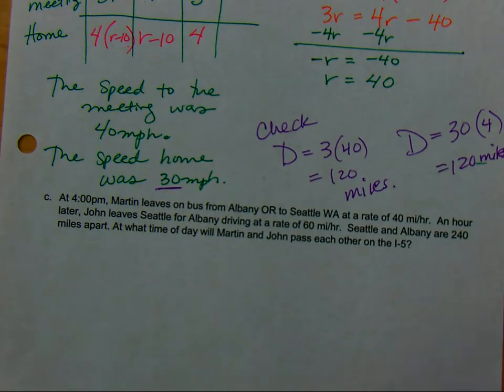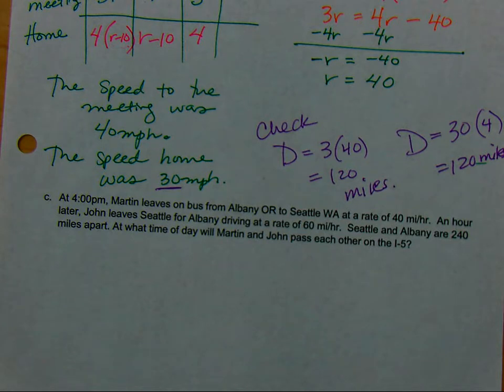So, at 4 p.m., Martin leaves on a bus from Albany, Oregon to Seattle, Washington at a rate of 40 miles per hour. This time I have the rate. An hour later, John leaves Seattle for Albany driving at a rate of 60 miles per hour. Seattle and Albany are 240 miles apart. At what time of day will Martin and John pass each other on I-5?